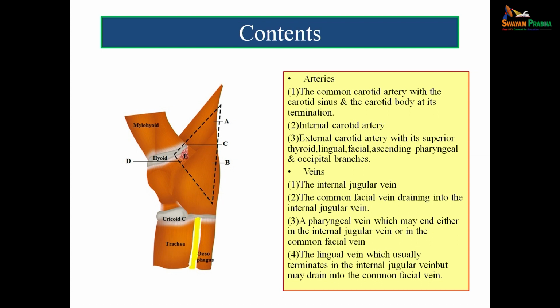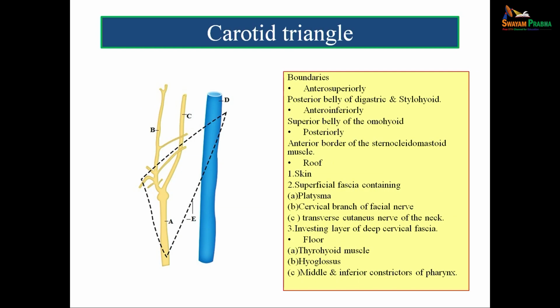So, arteries in this triangle: the common carotid artery with the carotid sinus and carotid body at its termination, internal carotid artery, external carotid artery with its branches. So, you see in this triangle you have got the common carotid artery which is represented by A, and it's dividing into external carotid artery represented by B and internal carotid artery which is represented by C.